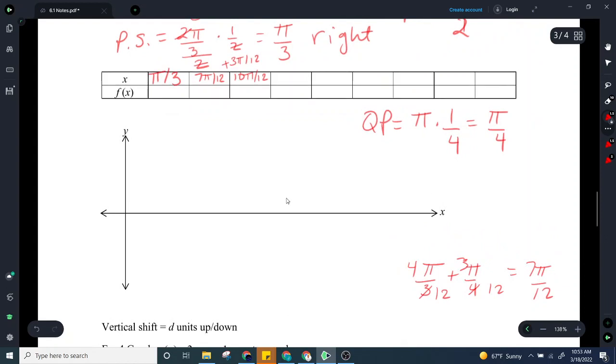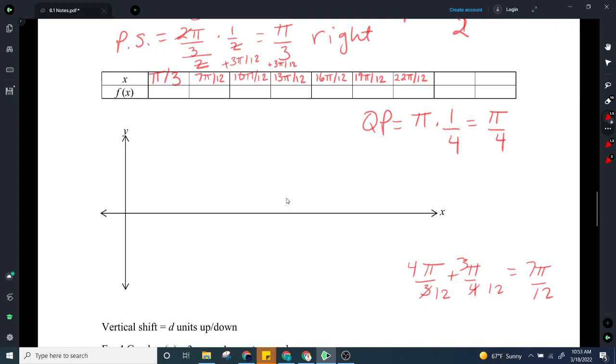The next key value, add 3 pi over 12 again. The next key value would be at 13 pi over 12. Add it again. You would be at 16 pi over 12. Add 3 pi over 12 again. You'd be at 19 pi over 12. Add it again. You'd be at 22 pi over 12. So other than the numbers being a little bit strange, the pattern is consistent.